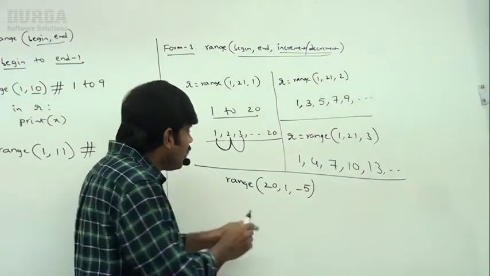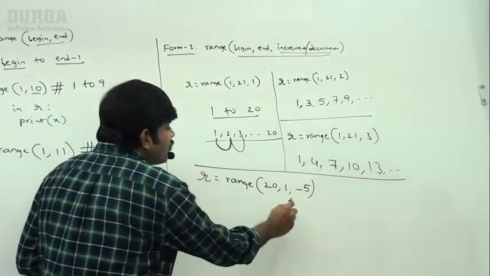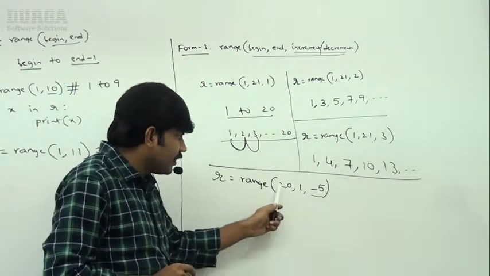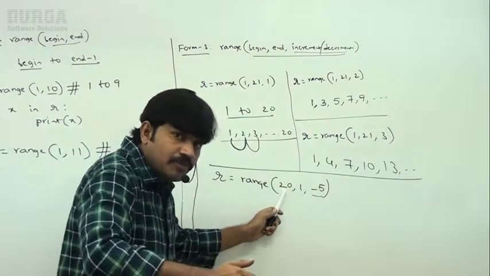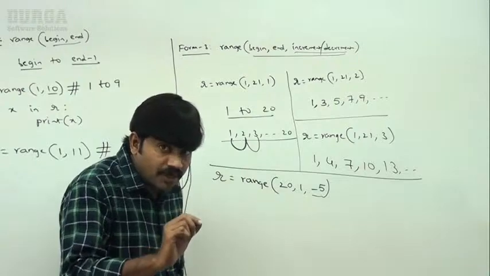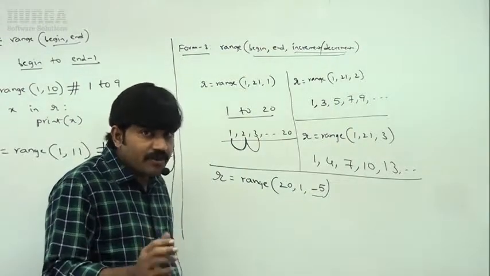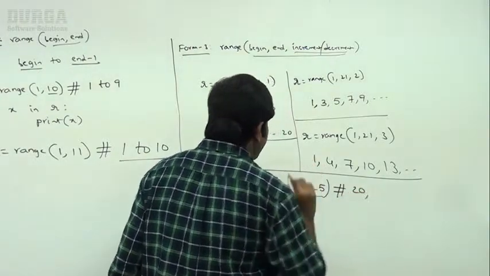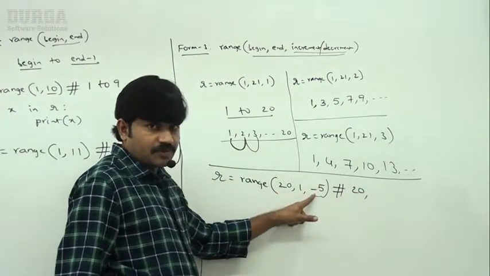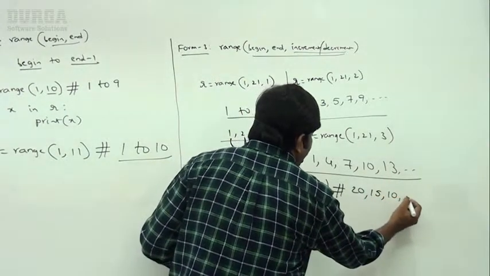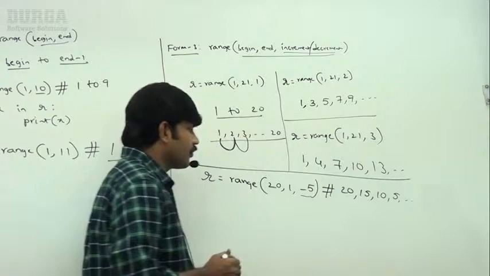Now I want to take the decrement value 5. Decrement value minus 5. 20 minus 5 means 15. 15 minus 5 means 10. 10 minus 5 means 5, like we are going to get. So observe that. What is the first value going to be represented? 20. Next, minus 5 means 15. Minus 5, 10. Next, minus 5, 5, like we are going to get.